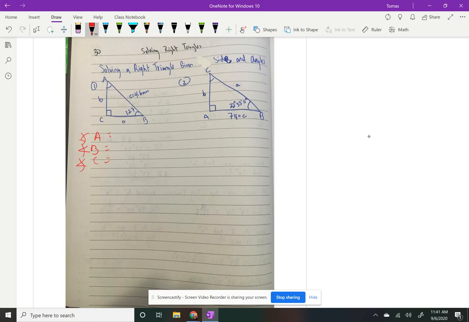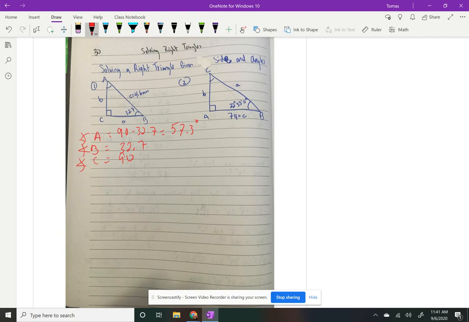So right now, angle B is 32.7. Angle C is 90. So to get angle A, we go 90 minus 32.7, which gives us 57.3 degrees. Okay, so now we have our three angles. So we're good. We're slowly churning the wheels, right?